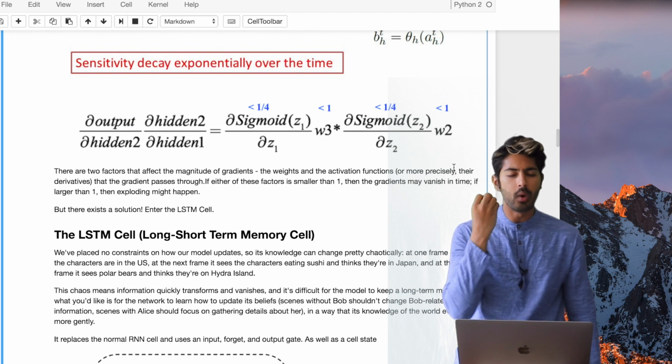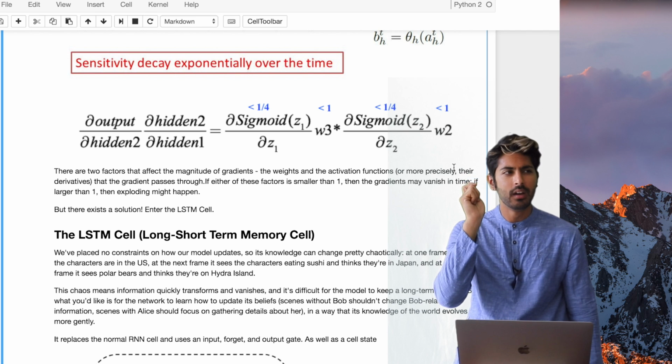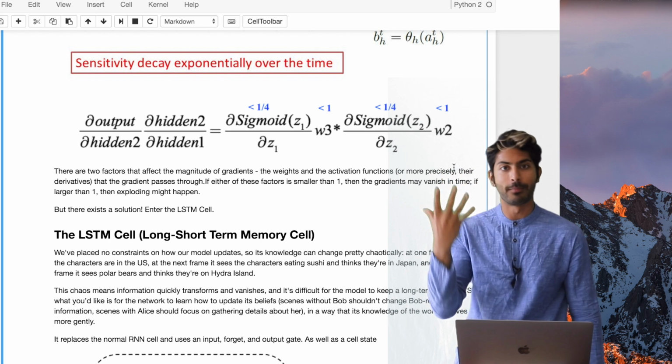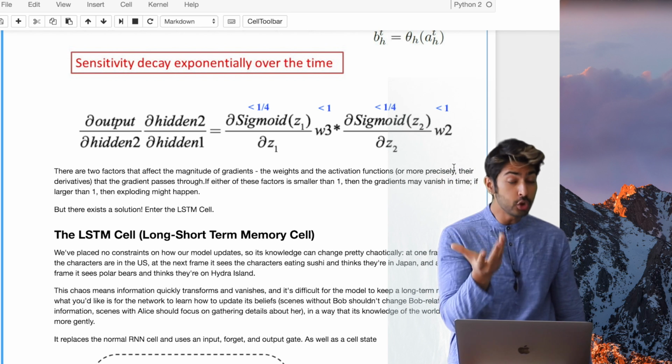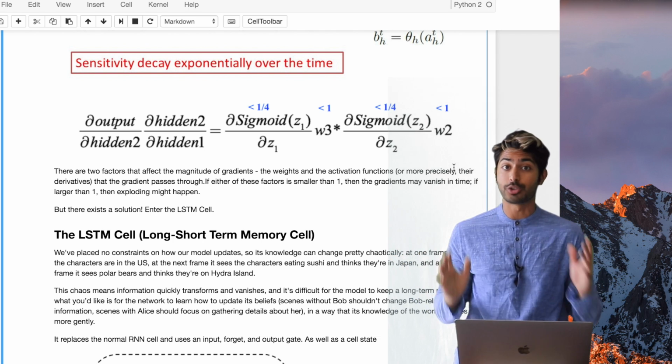And so how do we remember a gradient value? Remember is a word, maintain, remember, whatever you want to call it. And so the solution for this is called using an LSTM cell, or a long short-term memory cell.